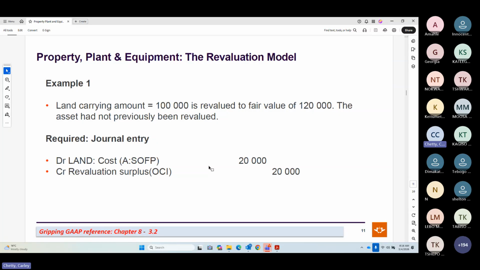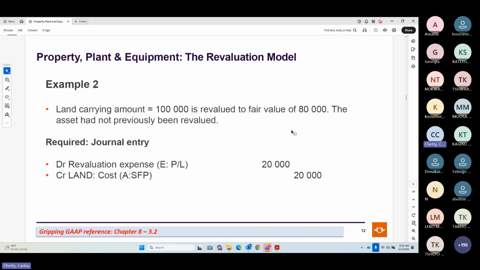So you can see we are increasing the value of the land. We are saying debit land with 20,000 and we are crediting revaluation surplus. This is equity with 20,000. So here the carrying amount increased to the fair value.